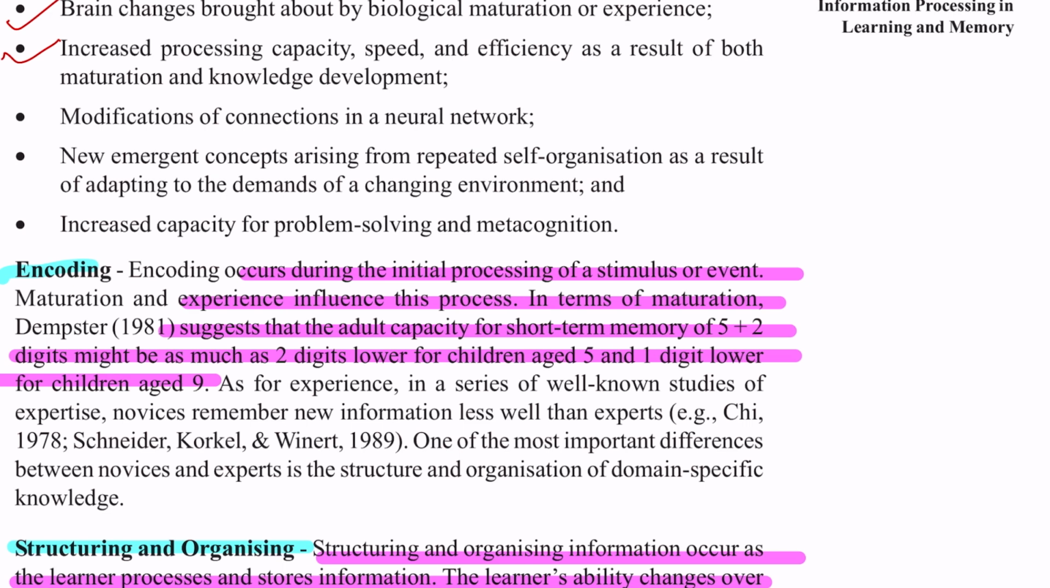Suppose you give a mathematical problem to a child who is 5-10 years old, he will take time, and an adult can do it a little bit more easily in a short period of time. Reason being you have a lot of experience and your brain is mature. So that one is there. The modification of connection in neural networks. When you learn something, neural connections change, so your brain actually learns.